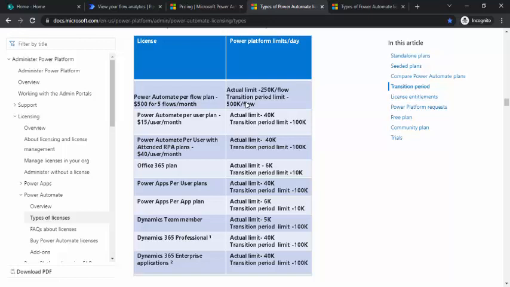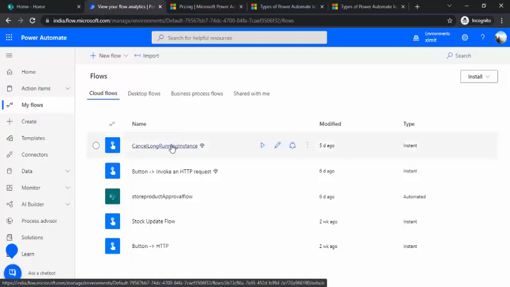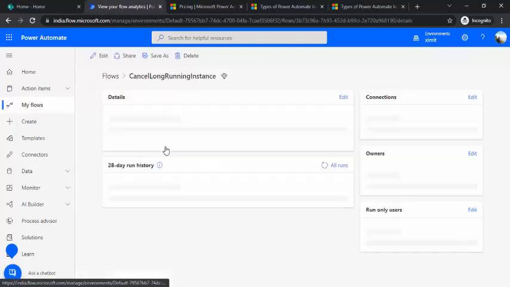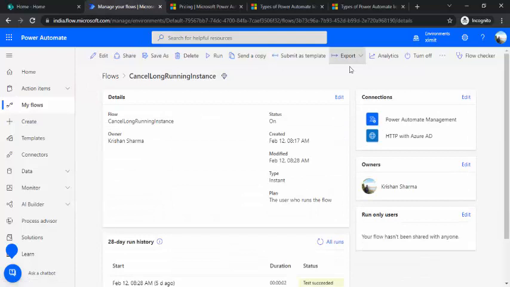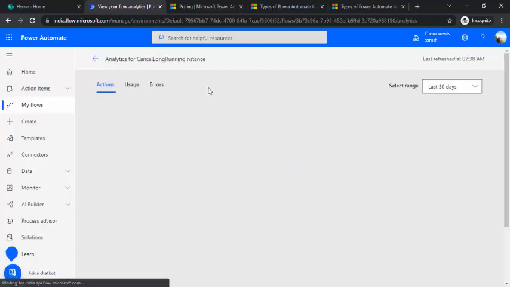So how do you check your usage and analyze what capacity you would require in future? You can simply go to your flow environment and identify your complex flows, or the flows which would require a number of instances in future to run. You can just open those flows. Over here, you can see we have analytics. In analytics, if it's a complex, long running flow, you can simply go there.